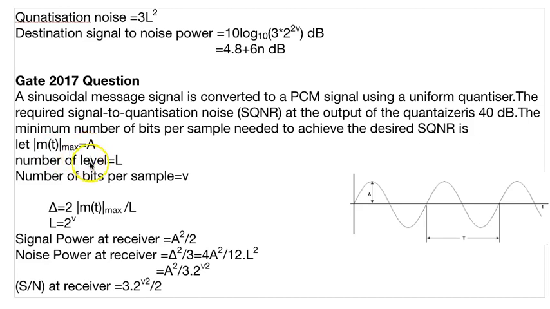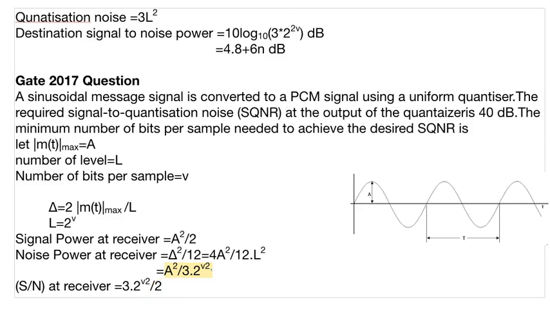is A. Let's suppose we have divided the whole signal into L levels. Number of bits to represent that L level is V. Then the step size will be equal to 2A by L. Signal power is A square by 2. The quantization noise is always del square by 12. If you put the step size value in this del value, then you will see it will be 4A square by L square into 12, right? So we get this value.